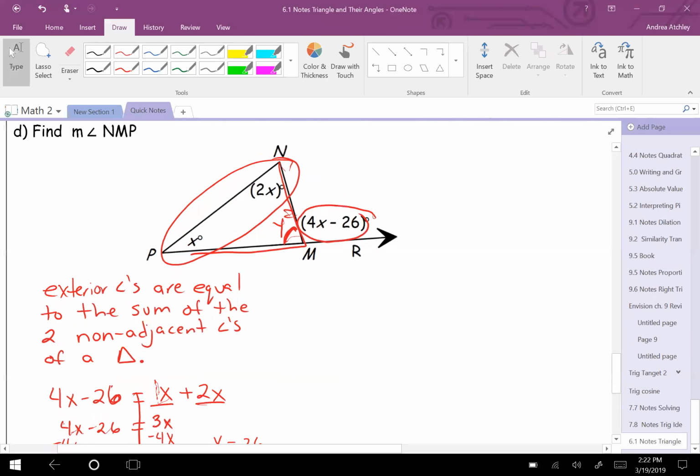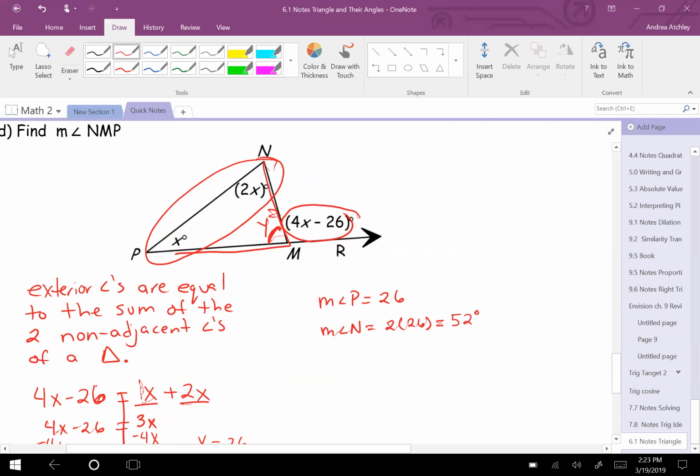Okay, so in here, the measure of angle P is equal to 26, because that's x. And then the measure of angle N is equal to 2 times 26, which is 52. Now how am I going to find y? Yes, add and subtract from 180, the sum of the interior angles.